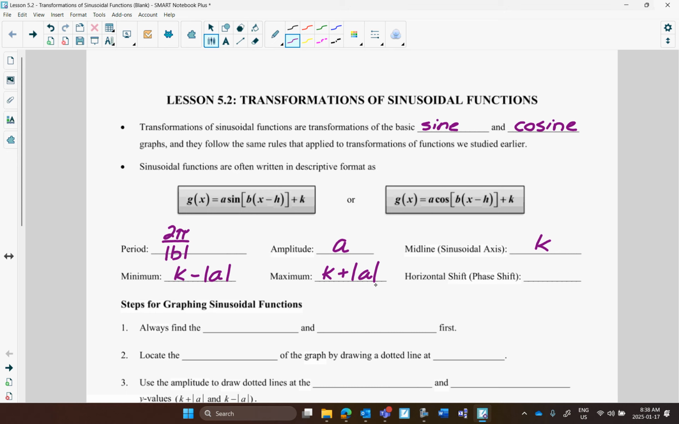And then the horizontal shift, which with sinusoidal functions, another phrase is phase shift. That's represented by H, and it follows the same rules. If it's in minus form, it's moving to the right. If it's in plus form, it's moving to the left.